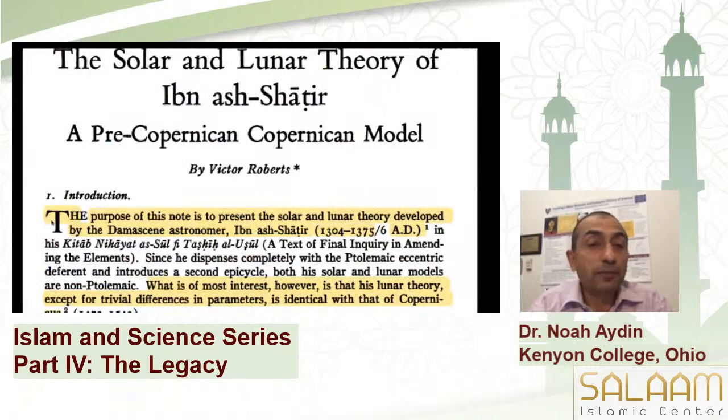What is this paper about? Well, the purpose of this paper is to present the solar and lunar theory developed by the Damascene astronomer Ibn al-Shatir, who lived in the 14th century. And the interesting thing is that his lunar model, and later on they discovered even more of his astronomical models, were not just similar but identical to the models used by Copernicus, who came about two centuries after him.